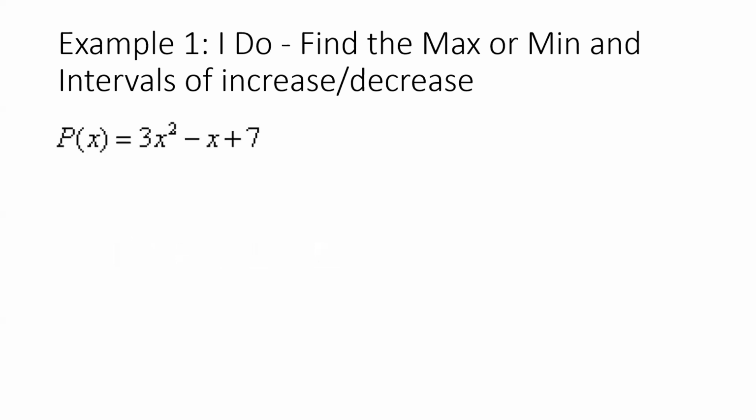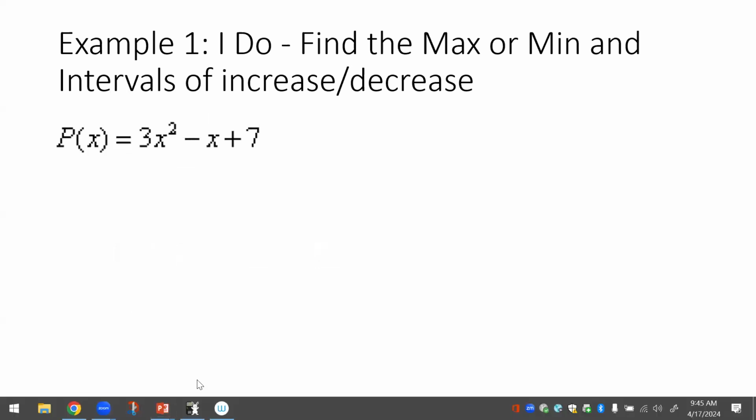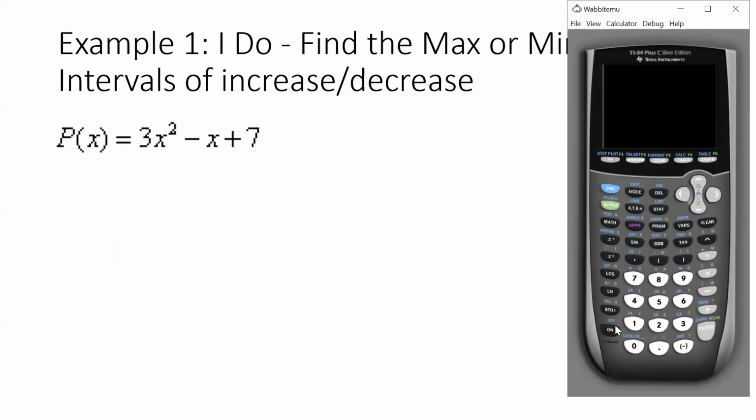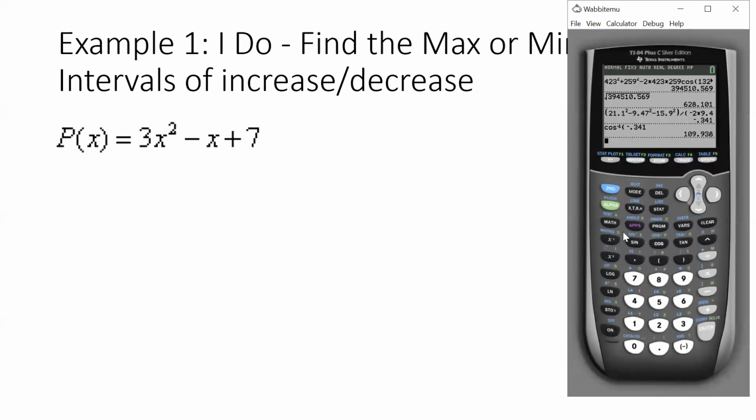All right, so up first, we have 3x squared minus x plus 7. And we want to identify the max and or minimum of this graph. So I'm going to model it with the handheld calculator. I'm going to turn on my calculator, and I'm going to reset it because I have a bunch of stuff happening. So I will go second plus 712. I reset the calculator.